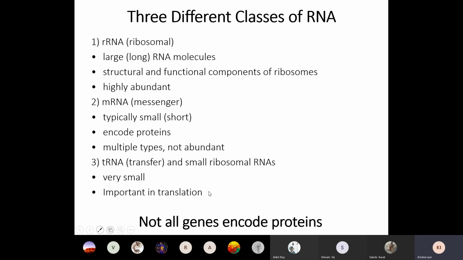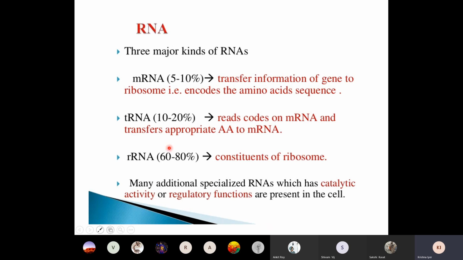Okay. A little more information about these three types of RNA in terms of content. rRNA, as I said, is the most abundant. Almost 60 to 80% of all the RNA in your body is rRNA. Okay. tRNA, as I said, is a go-between which reads the codes on mRNA and then transfers the appropriate amino acid during the translation process, and makes up 10 to 20% of the RNAs in the cell.